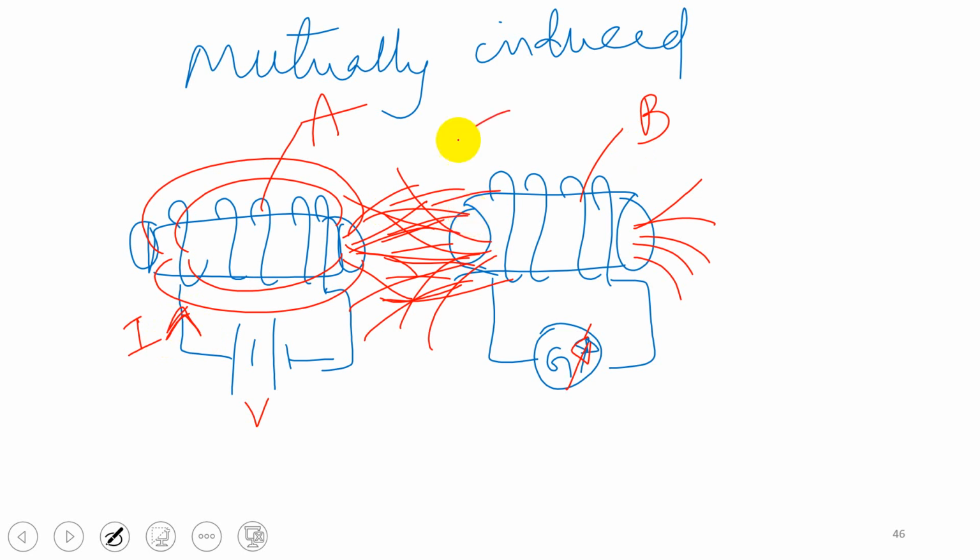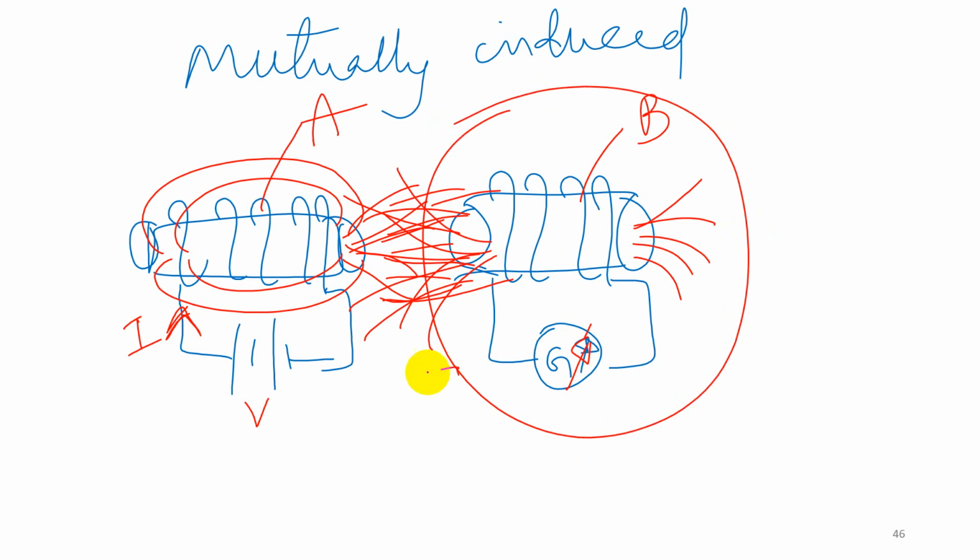If you look at this solenoid, it doesn't have an electrical connection with this, correct? Still, you can see the deflection. That means without an electrical connection, you can still find an EMF getting induced in the next coil. This is called mutually induced EMF, and that is because of the current changing in coil A.